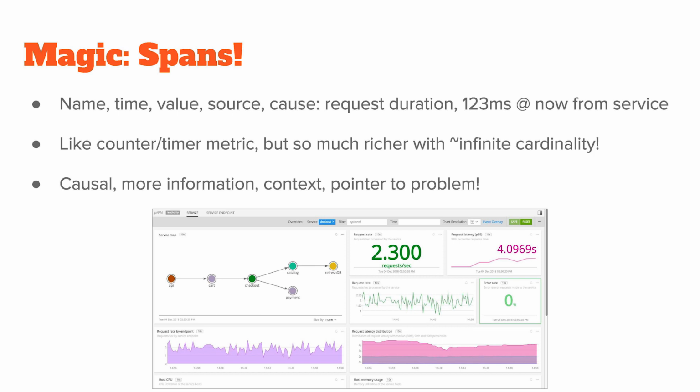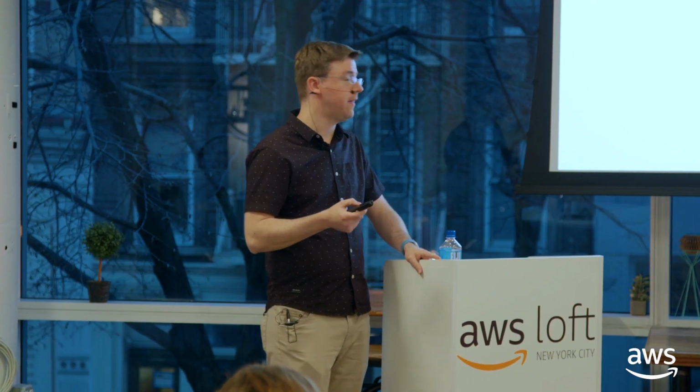And so spans contain some sort of name that says what they are, a time, a value, a source of where they came from, and most importantly, they have some sort of a cause. We know why this span happened because this other span sort of begat this span, and it sort of begat its way all the way down.